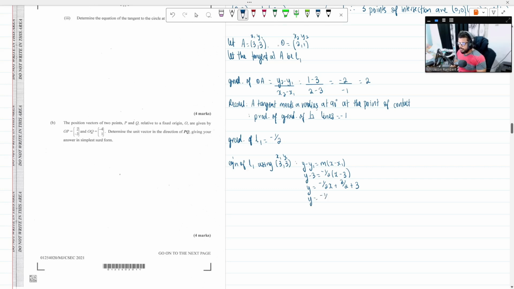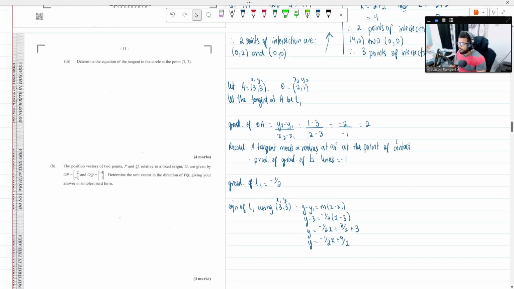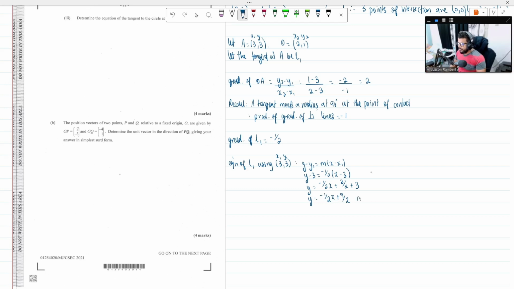Y is equal to minus 1/2 x plus 9 over 2. Let me just double check and see if they wanted it in a particular form. They didn't want it in any particular form, so I can go ahead and say it is of the form y is equal to mx plus c, where m is my gradient, which is equal to minus a half, and c is the y-intercept, which is equal to 9 over 2. Cool.